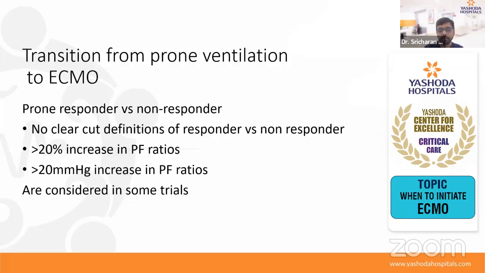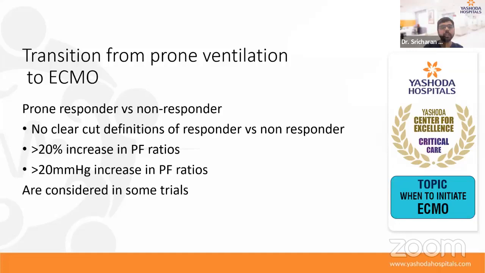So the idea is, various other studies have taken different criteria, where they felt that greater than 20% increase in the PF ratios after one session of proning can be considered a prone responder, or an absolute increase of greater than 20 millimeters of mercury in PF ratios can be considered as a prone responder. However, these two are quite arbitrarily considered, and we don't know what is the best method to actually consider who constitutes a prone responder or who constitutes a prone non-responder.